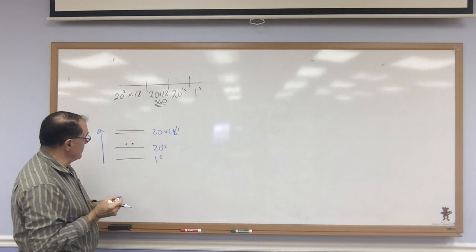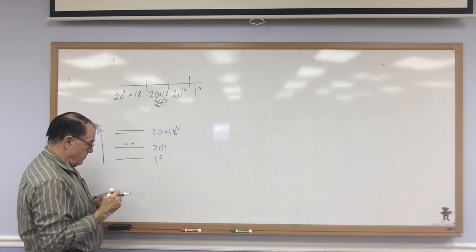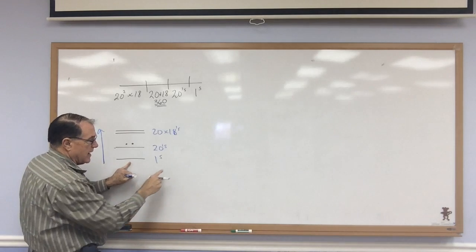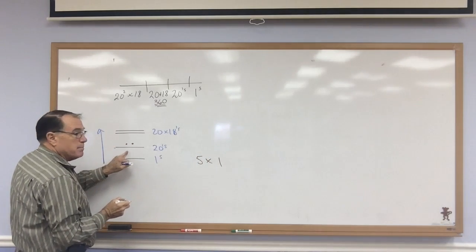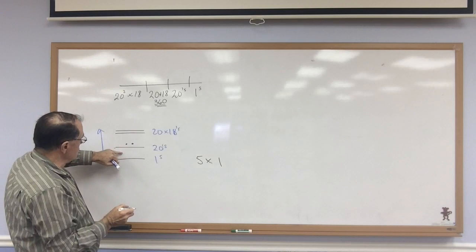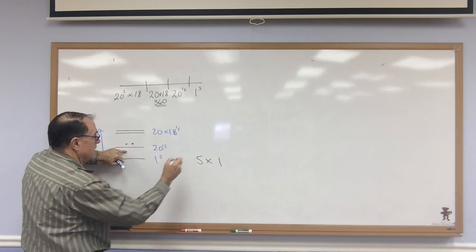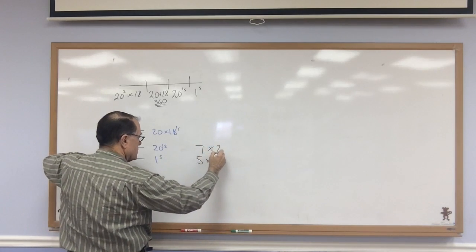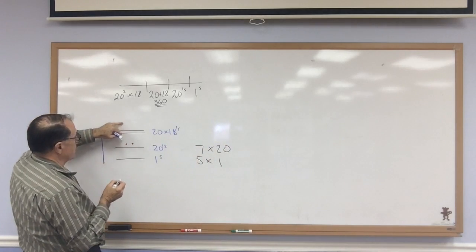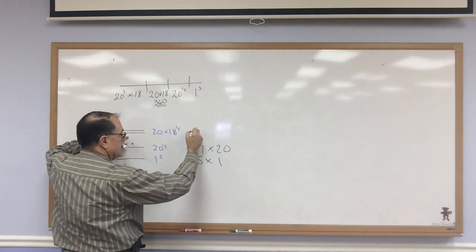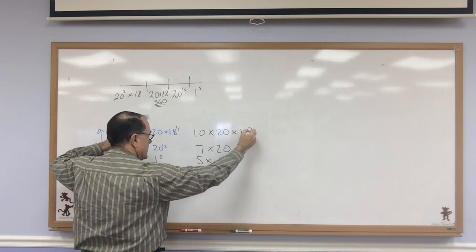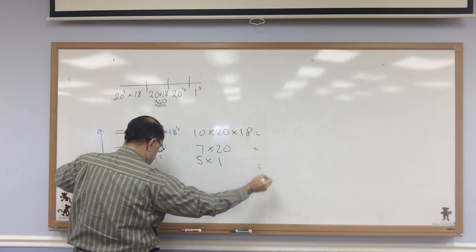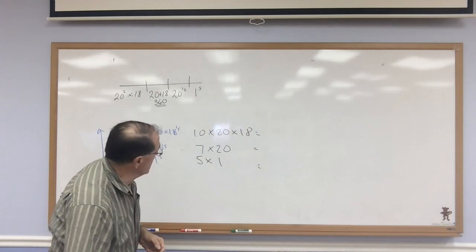Now what we do is take the value. So a bar is 5, so this is 5 times 1. A bar and two dots would be 5 and 2, 7. 7 times 20. Two bars, 5 and 5 would be 10. 10 times 20 times 18. So we'll multiply these and add them up.